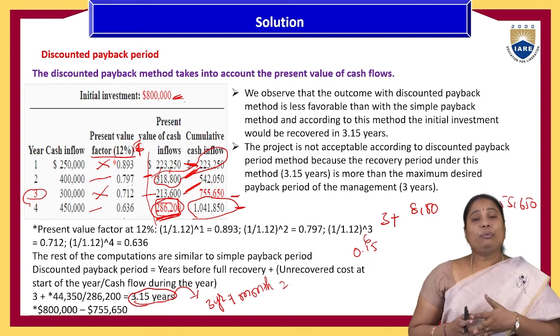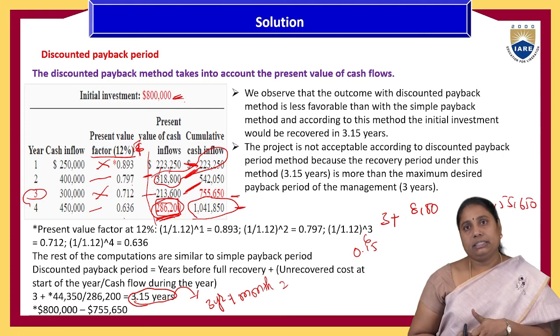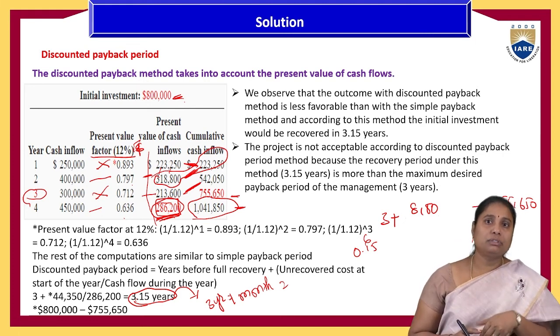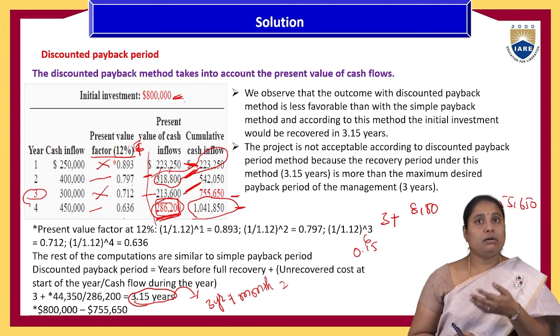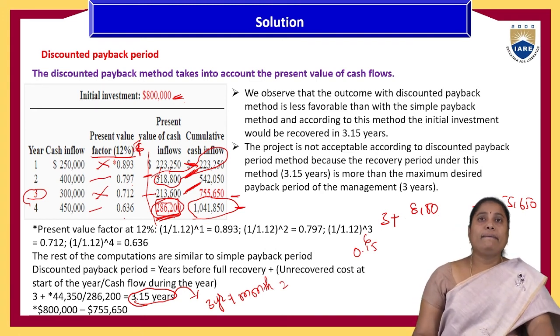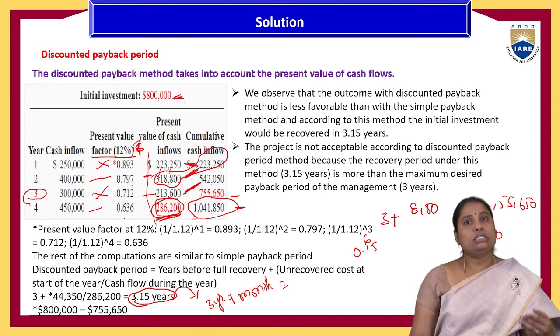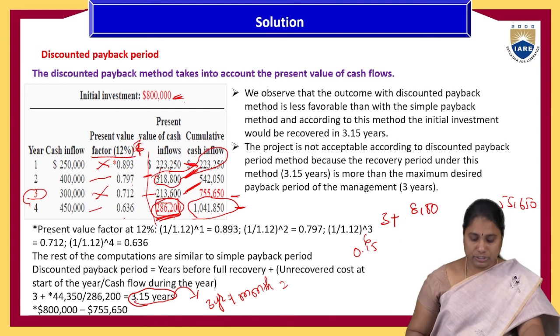So choosing of the project is purely based on the choice of these organizations. The organizations may accept or may not accept, but whether they follow the simple payback period method or the discounted payback period method is the choice of the organizations. So that is about the discounted payback period calculation as well as the non-discounted payback period calculations.